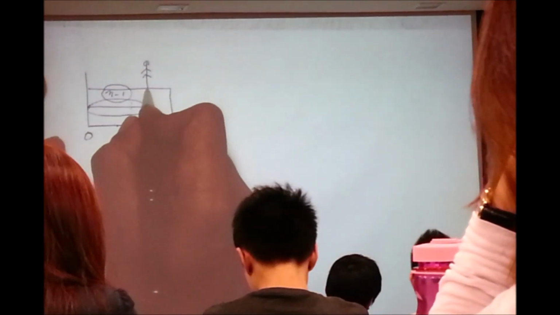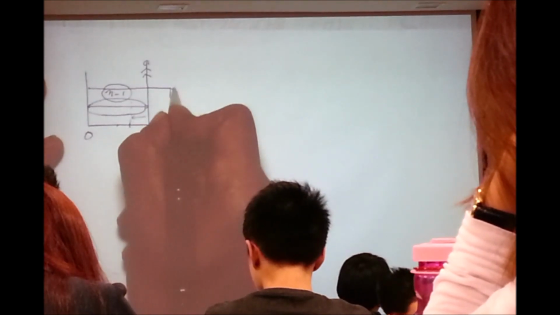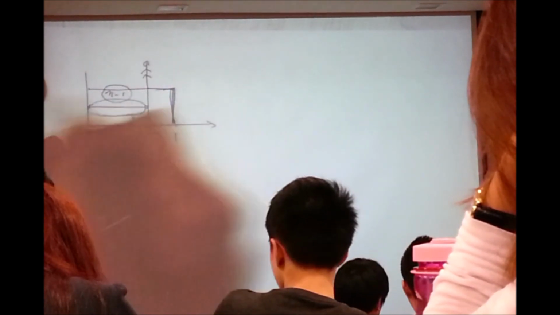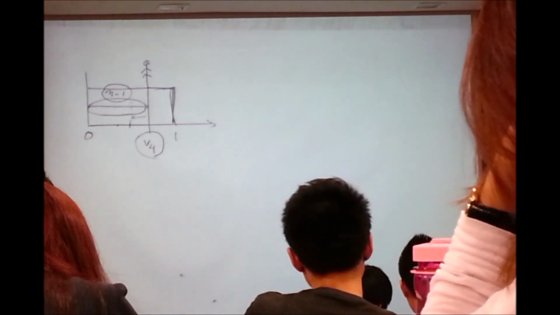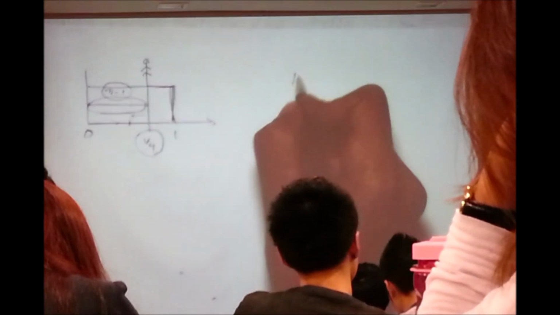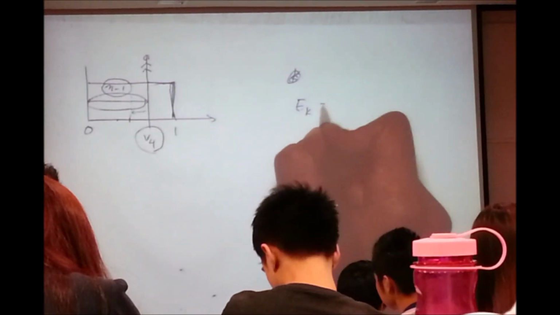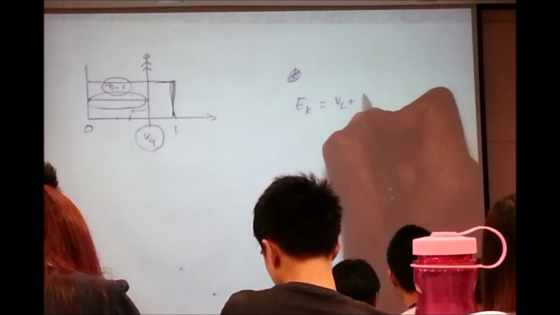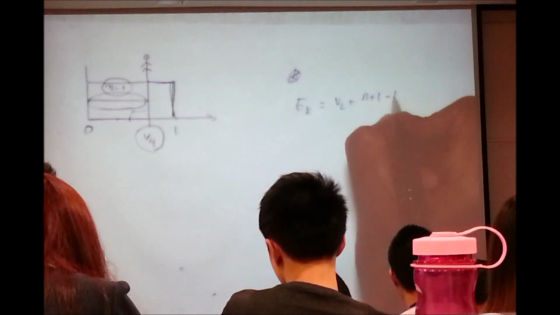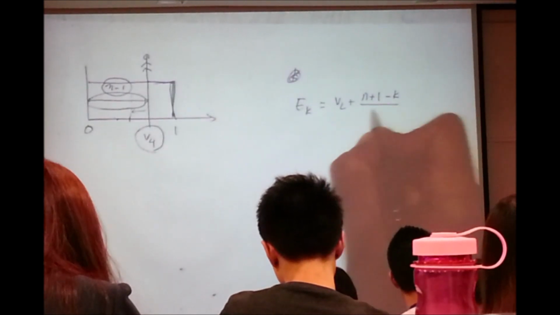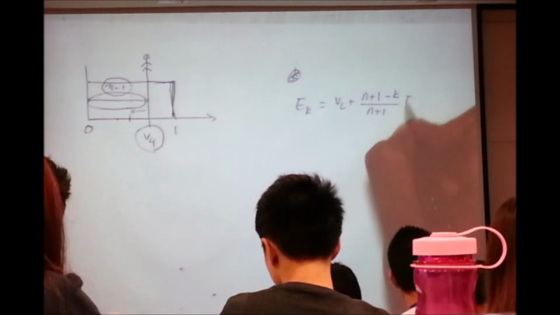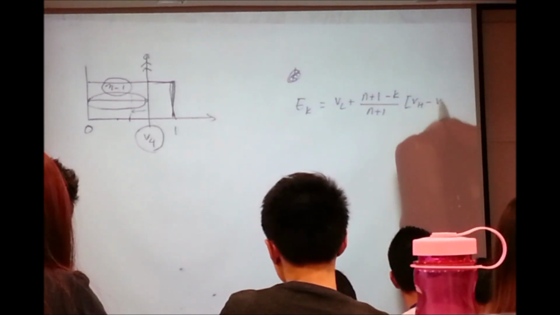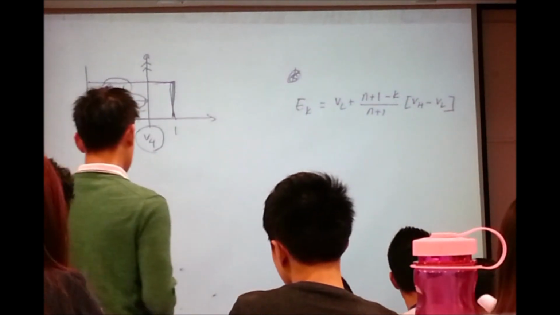I would like to give you a derivation of the formula, but the mathematics is a bit sophisticated, so I'll ignore it in class. If you're interested in doing the derivation, you can. Formula 4 goes like this: E_K is equal to BL plus (n plus 1 minus K) over (n plus 1) times (BH minus BL). Now, let me explain each of these terms to you.